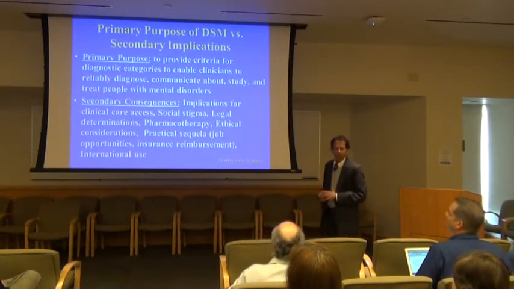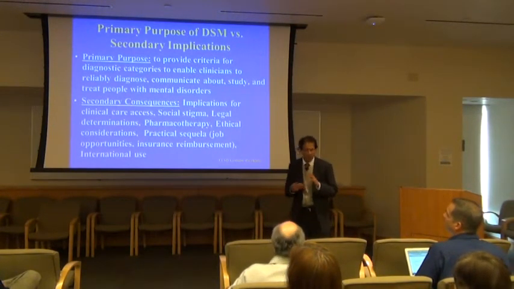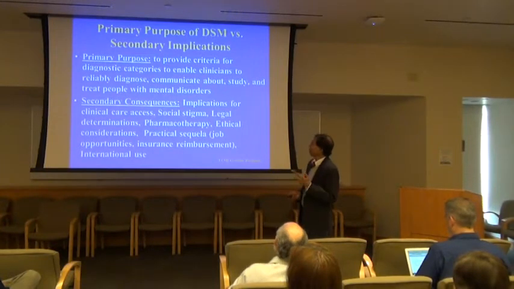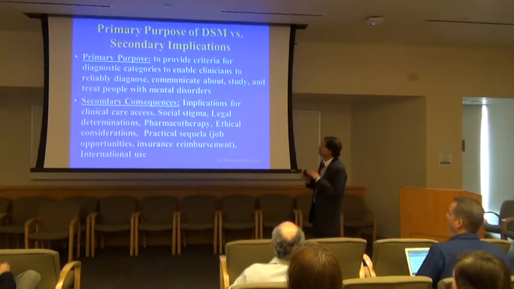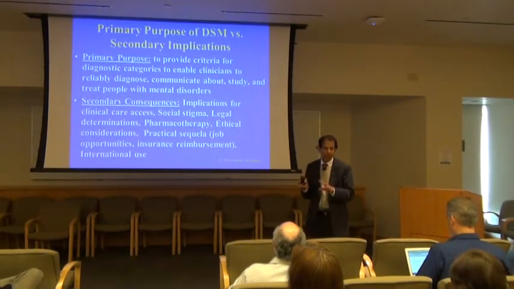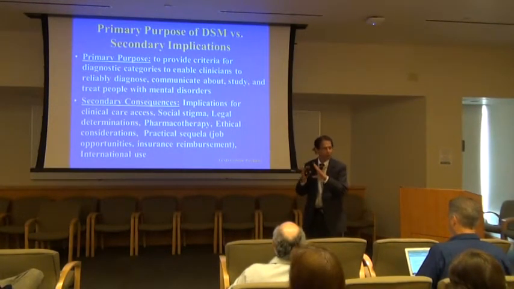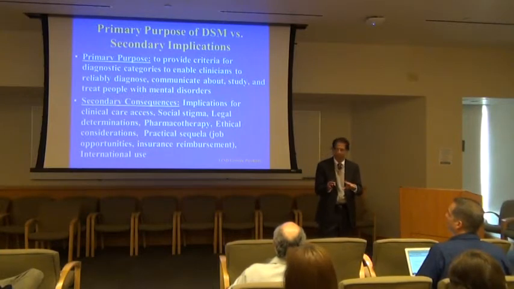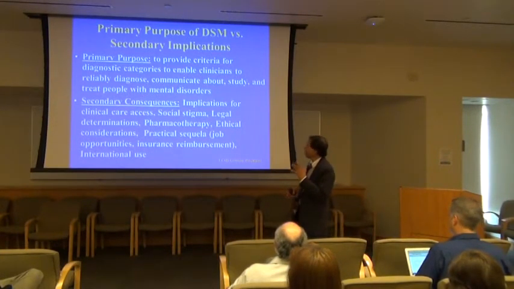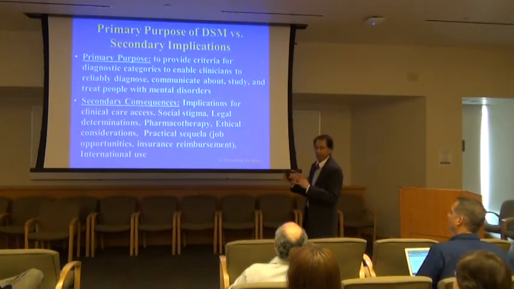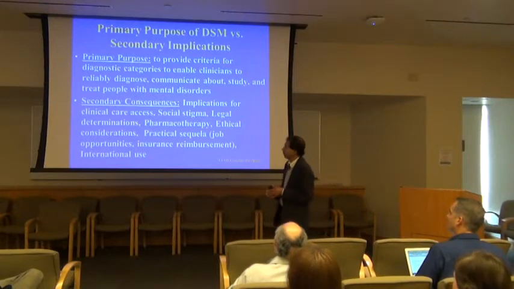So why do we run into problems? Why all this criticism that we receive? The primary purpose of diagnosis is pretty clear. These criteria are meant for clinicians. That's the first thing to keep in mind. These are not for researchers. They are not for insurers and others, but primarily for clinicians to help them reliably diagnose, communicate about, study, and treat people with mental disorders.